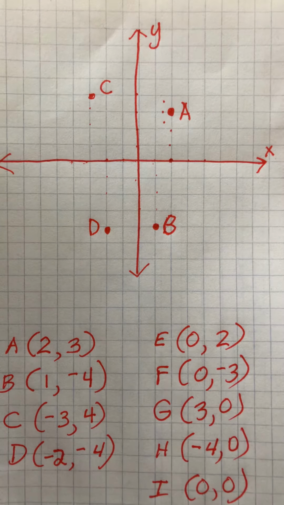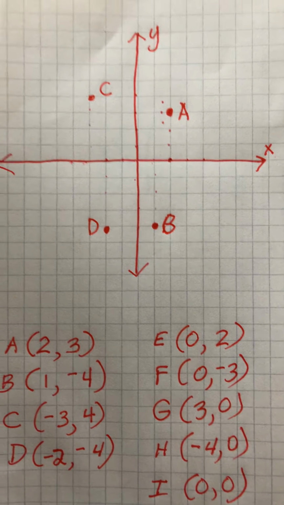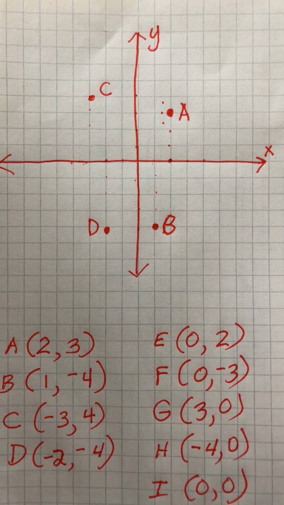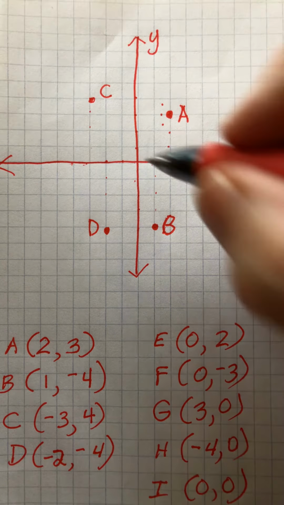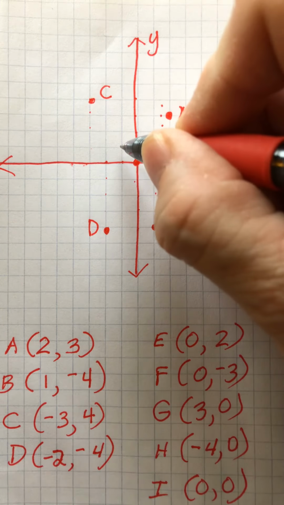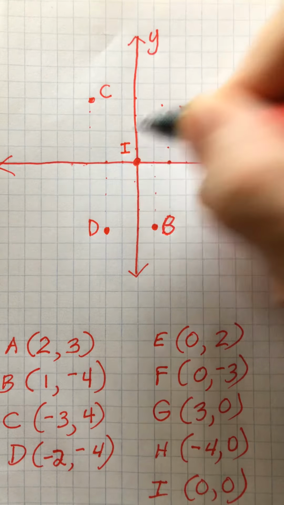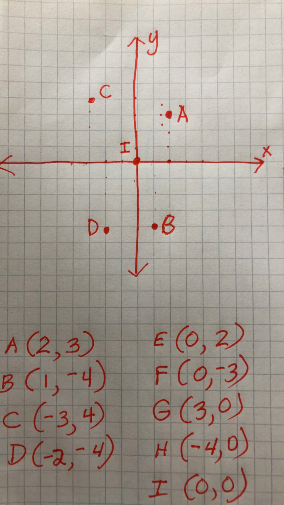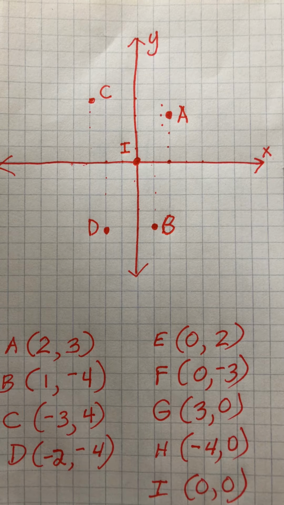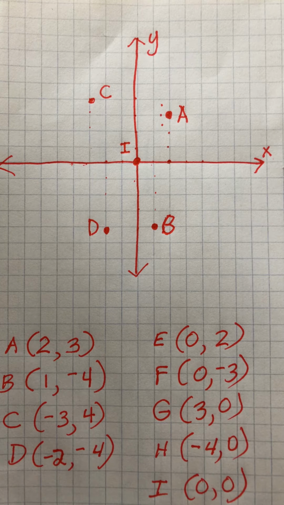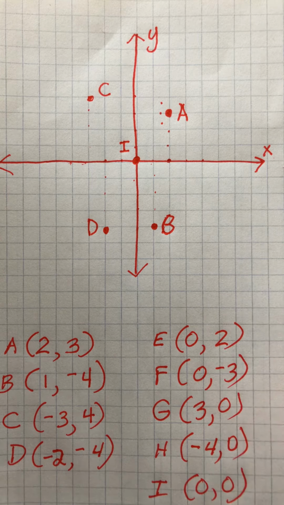All right? Now, the ones that people have the most trouble with are usually these right here that have zeros in them. Point I is pretty easy because that's right here, 0, 0, and that's the origin. And if I were to say where is that located, I wouldn't say quadrant 1, 2, 3, or 4, or even the x-axis or y-axis. I would say it's at the origin.